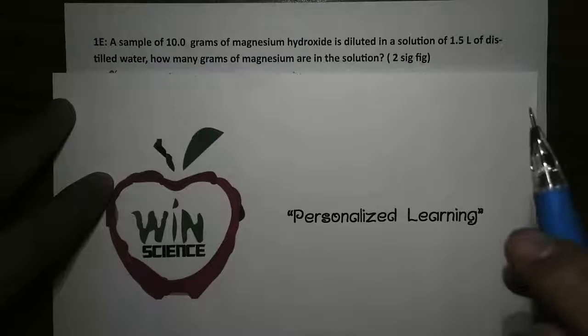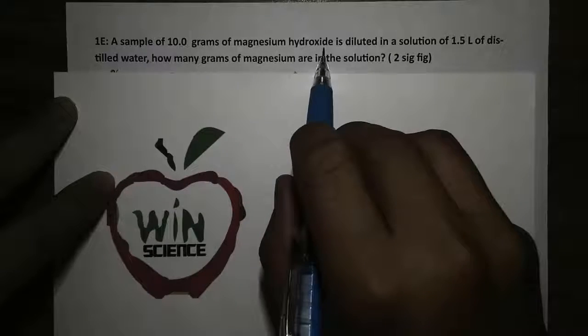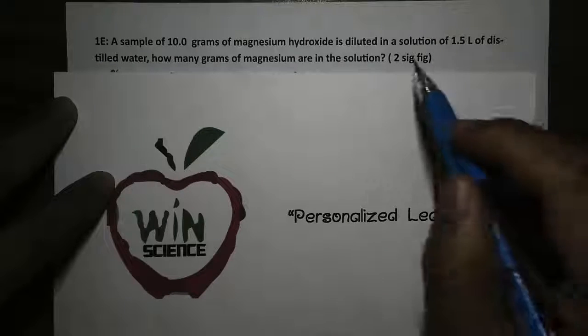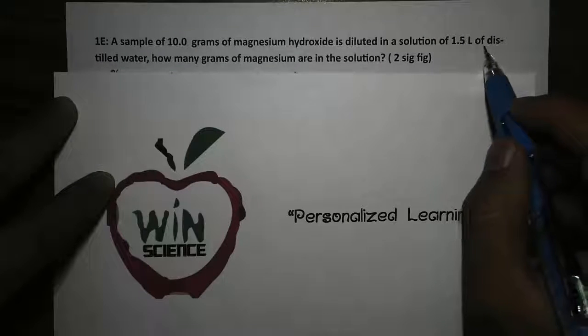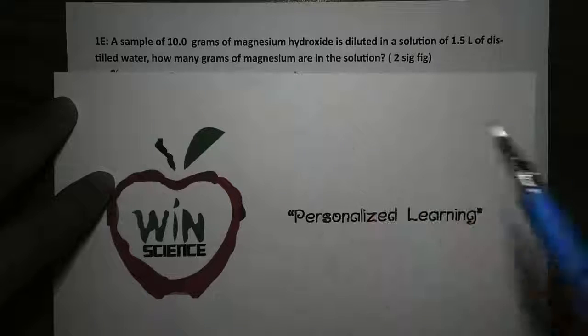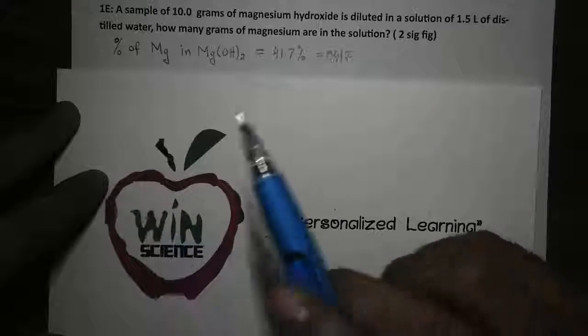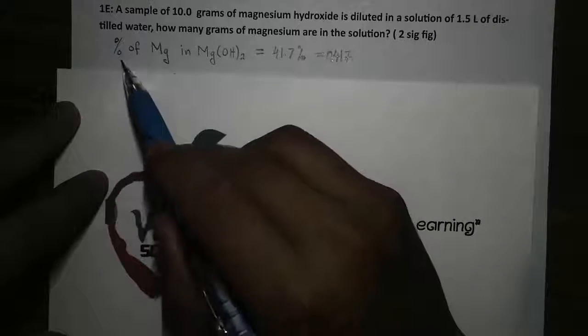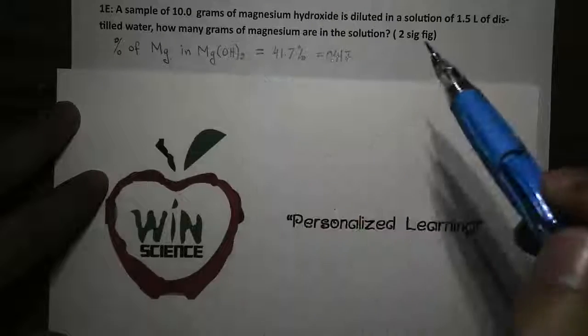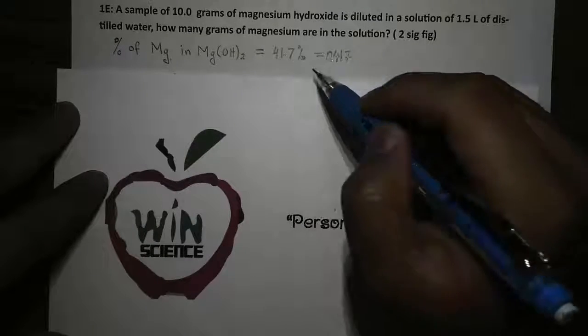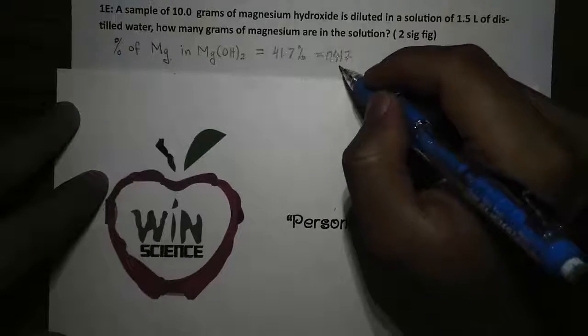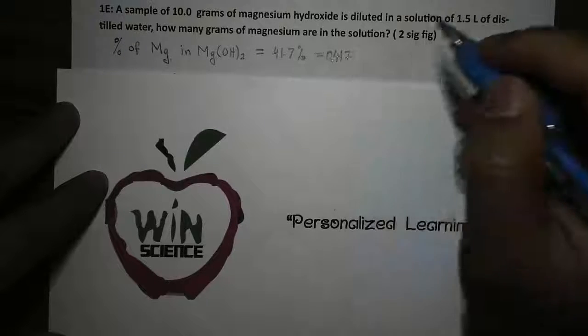Now let's try one of the most complicated problems. For example, a sample of 10 grams of magnesium hydroxide is diluted in a solution of 1.5 liters of distilled water. How many grams of magnesium are in the solution? There are 2 ways to solve this problem. First of all, if we look at the percentage of magnesium in magnesium hydroxide, we have 41.7%, or in relative terms, out of 1, we have 0.417.